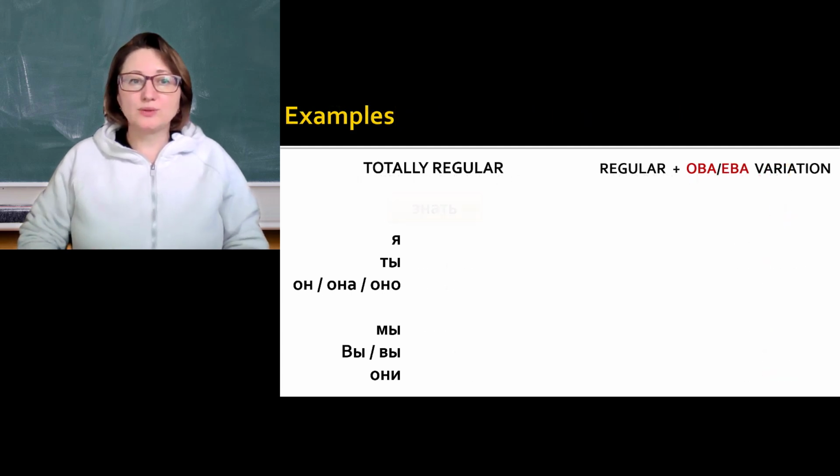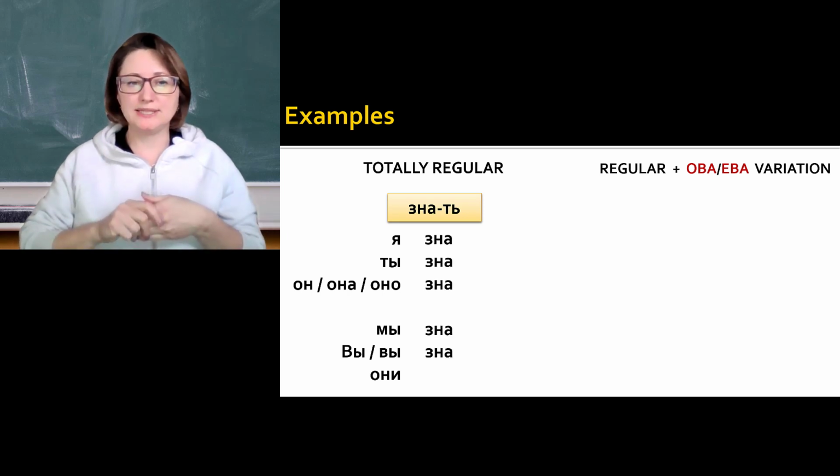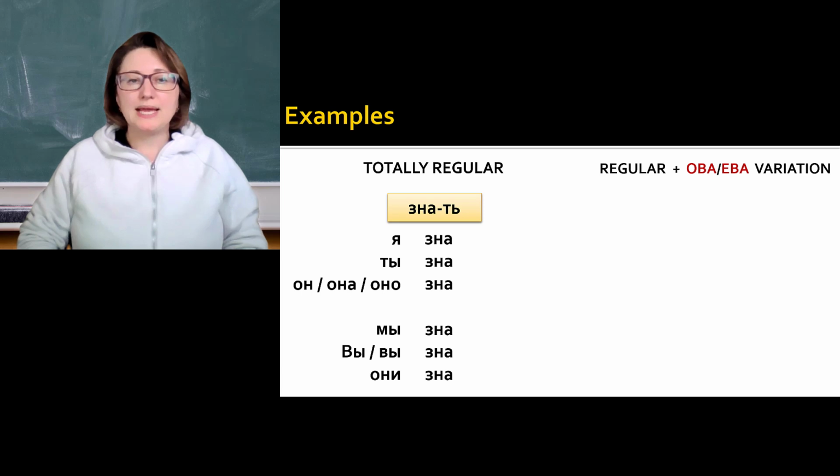So let's take a look first at the totally regular verb знать. So once again, first thing you do is, in your mind, you separate the soft sign, and then you will be using everything up to the soft sign for every conjugated form. And then you change the soft sign into the ending. So to say I know, you would say я знаю. You know, ты знаешь. He knows, she knows, it knows: Он, она, оно знает. We know, мы знаем. Вы, you guys, знаете. And they know is они знают. So once again, that's the totally regular one.